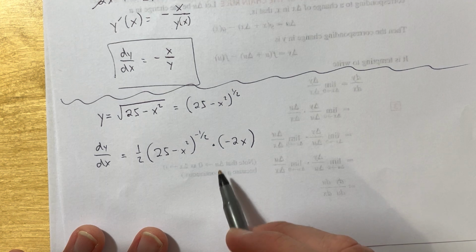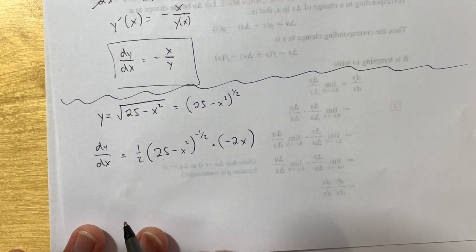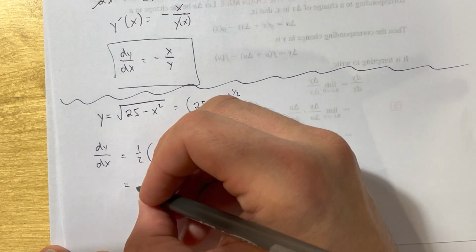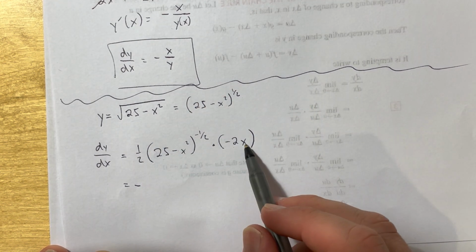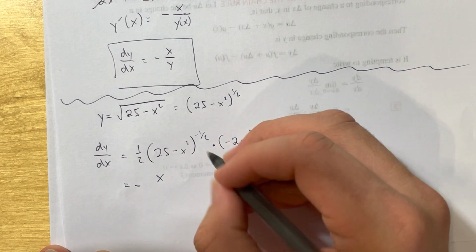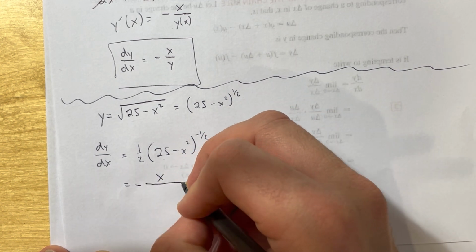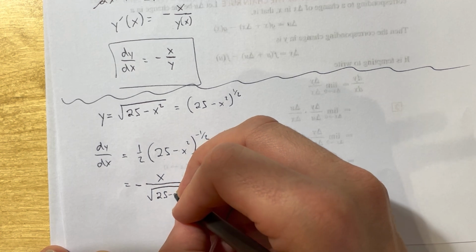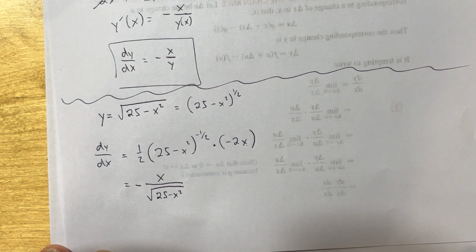Now do a little simplification. So the -2 and the 1/2 would multiply together to make -1. So we'll just call that negative. I'd have an x left over. And then -1/2 here implies that I have a radical in my denominator. So I would write that as the square root of 25 minus x squared.